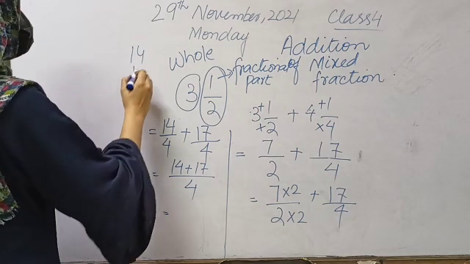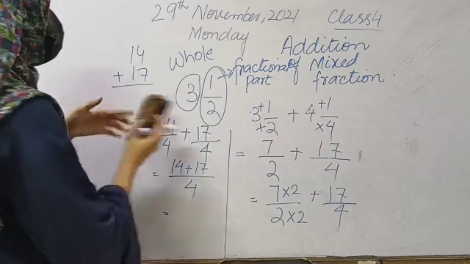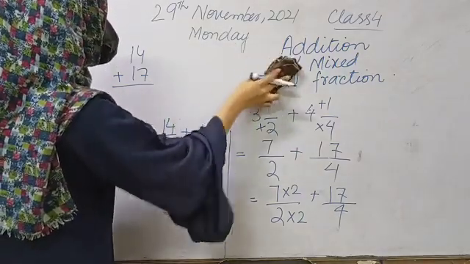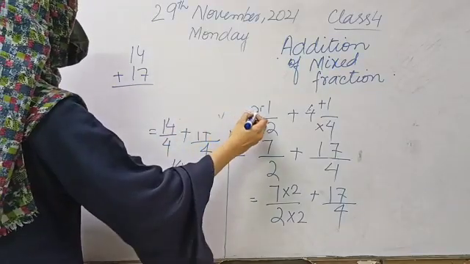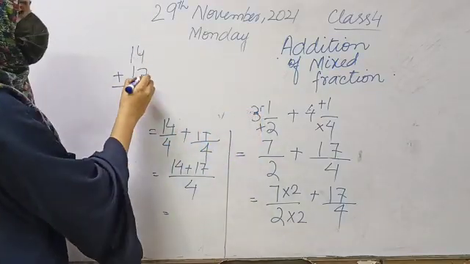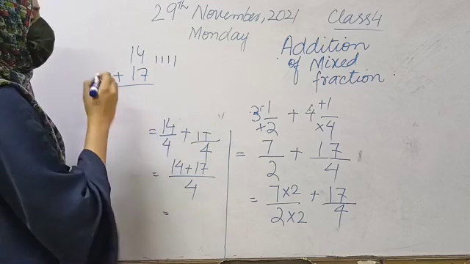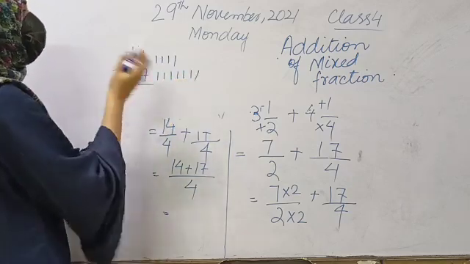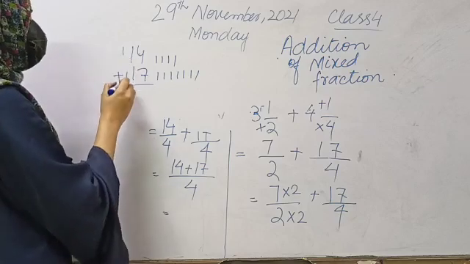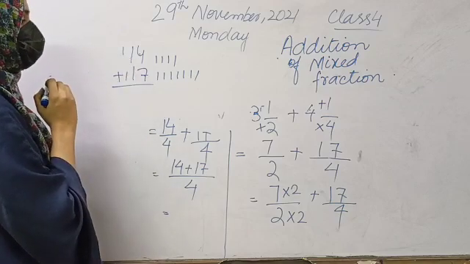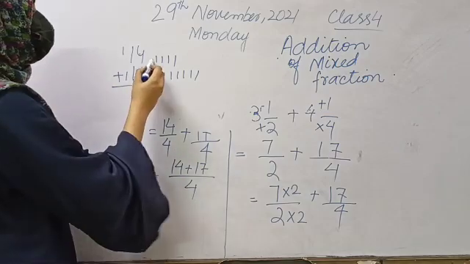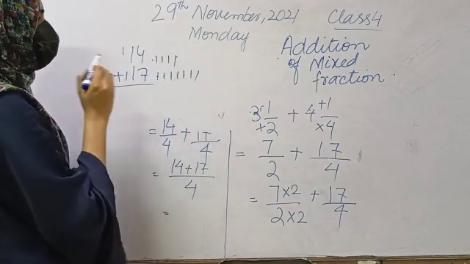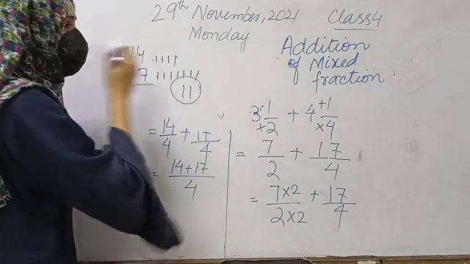14 into 17. I will write first of all in vertical form. 4 plus 7. 1, 2, 3, 4, 5, 6, 7. So upper here we have 1 and down we have 1. So 4 plus 7, 1, 2, 3, 4, 5, 6, 7, 8, 9, 10, 11. 11. There is a 2-digit number.